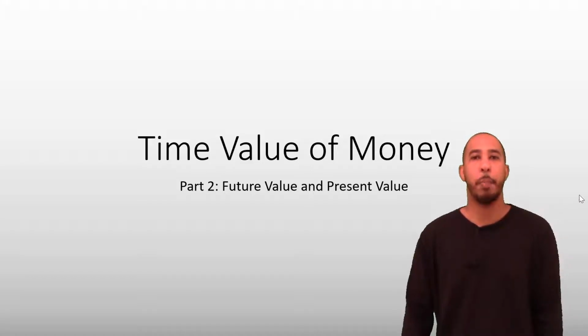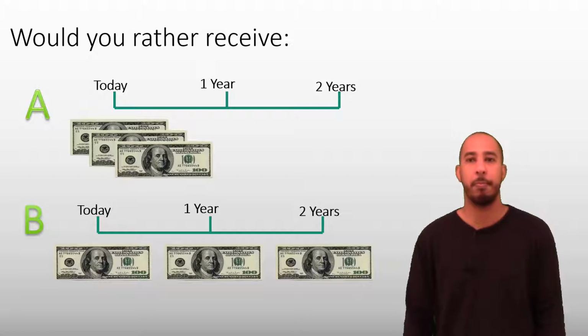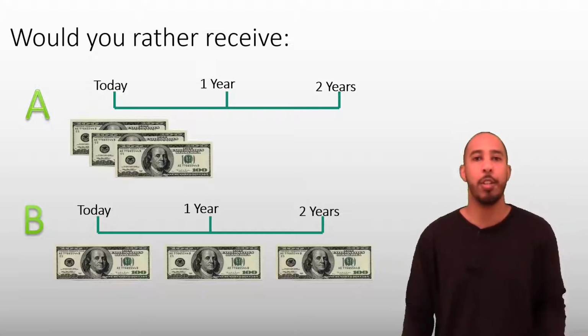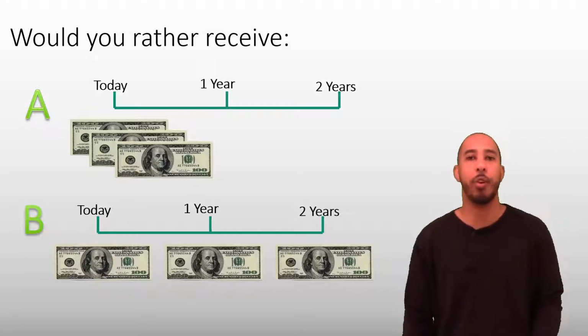Looking back at the question posed in part 1, which of these two options would you rather receive? You might have an intuitive feel for which one is the better choice, and that's great if you do. But how can we quantify these options? How can we get to the point where we can say option A is worth X dollars and option B is worth Y dollars? We would need to do some time value of money computations.